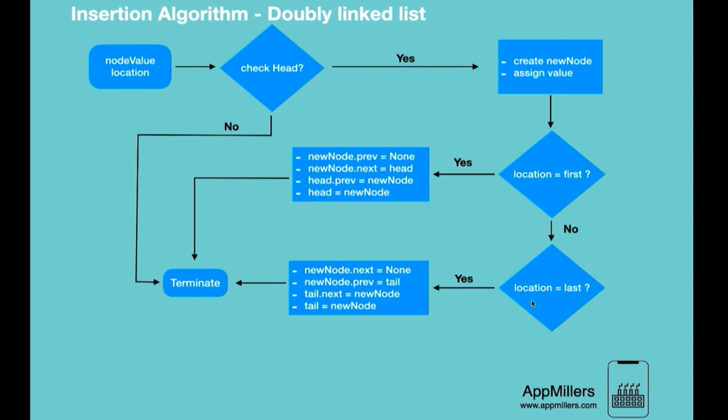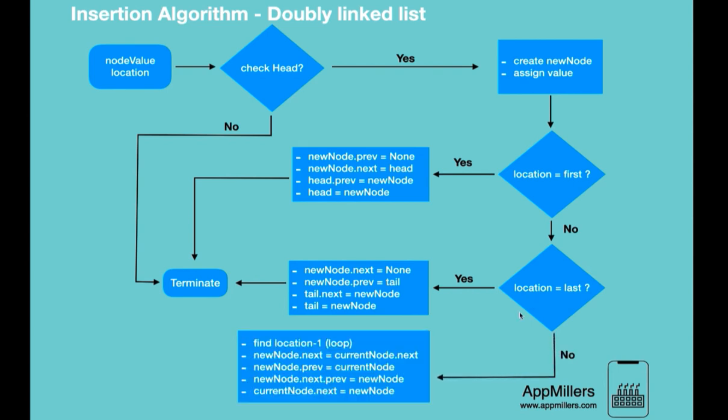Then we continue to check location parameter one more time. In this case, if location parameter points to any given location in our double linked list, we need to insert a node at the middle of double linked list. So here we need to traverse through double linked list until we reach the place which is location - 1. Then here we are setting the new node's next reference to the current node's next reference. We know that current node's next reference points to the next node in the double linked list. So with this we are creating a link between new node and next node.